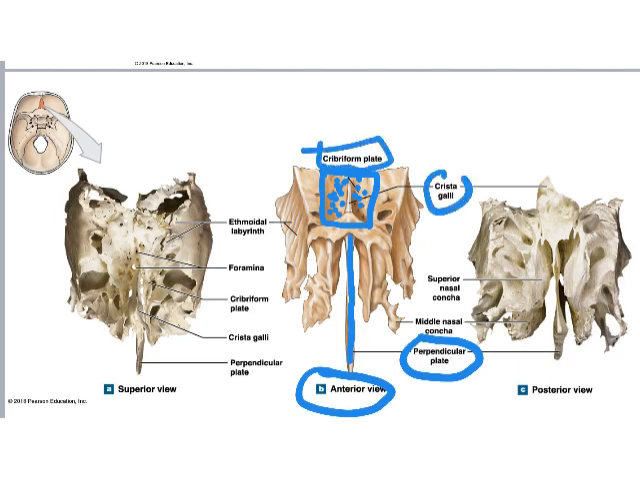You'll also have to learn the crista galli. That's this bony projection within the cribriform plate. On the posterior view, you can see it sticks up a little bit like a horn.